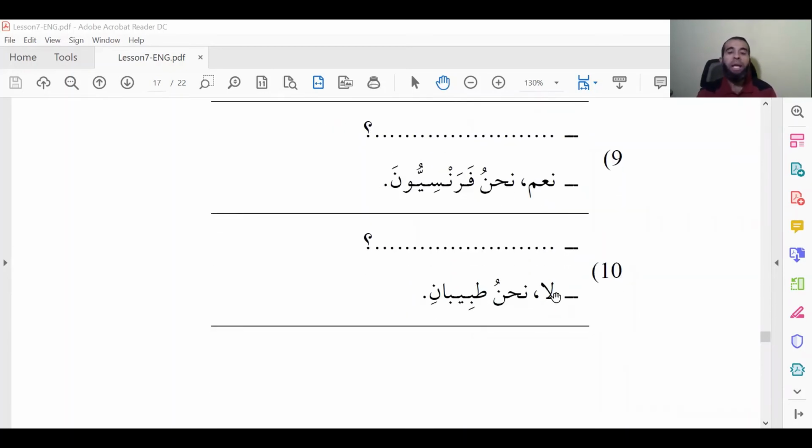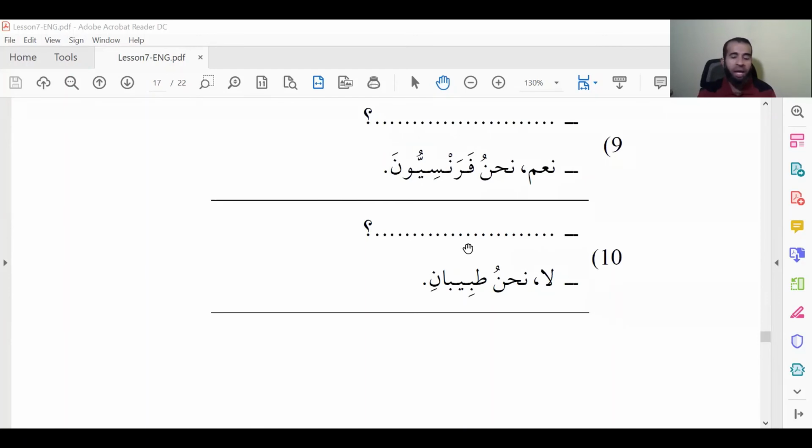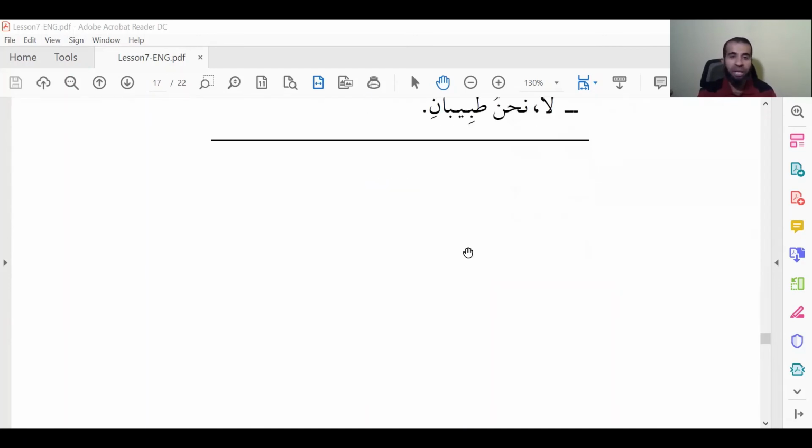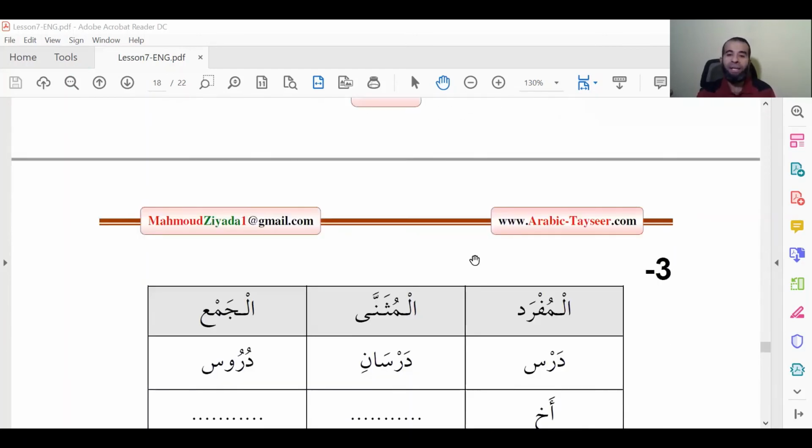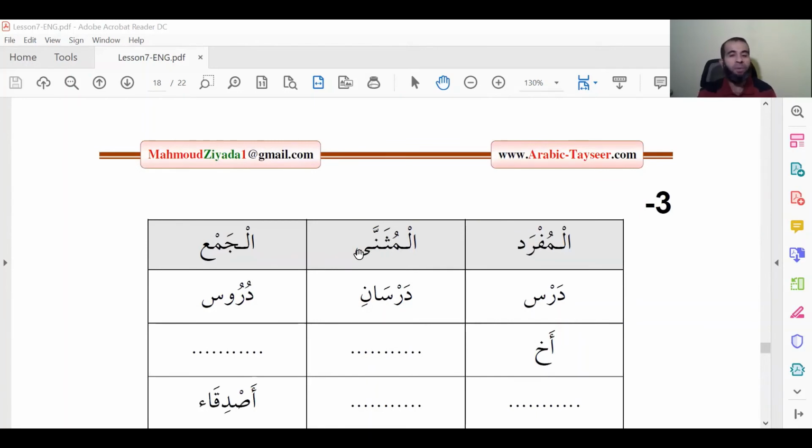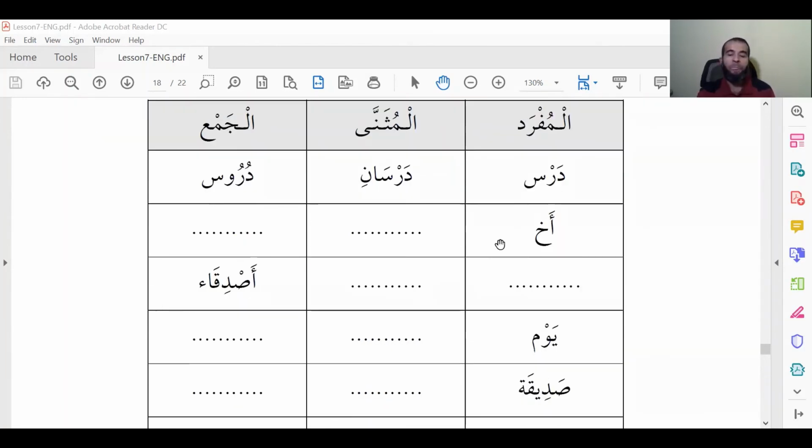10. لا نحن طبيبان. No, we are 2 doctors. So هل أنتما, because it's dual here. هل أنتما for example مهندسان؟ لا، نحن طبيبان. بعد هذا المفرد، المثنى، الجمع.